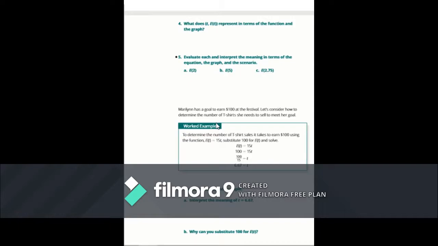Marilyn has a goal to earn $100 at the festival. Let's consider how to determine the number of t-shirts she needs to sell to meet her goal. To determine the number of t-shirt sales it would take to earn $100 using the function E of t equals 15t, substitute 100 for E of t and solve. Consider the worked example. Interpret the meaning of t equals 6.67. 6.67 is the number of shirts she would need to sell to make $100, but you would round up to 7 and just make a little over $100.